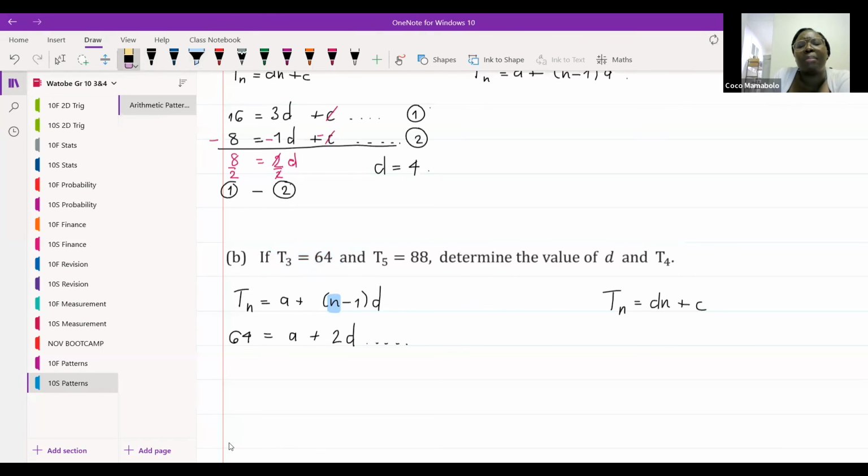Guys, you forgot to remind ma'am to start with the bigger number. Start with the bigger number. We must start with T5. Guys, please don't do this.